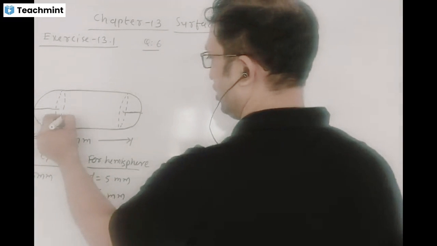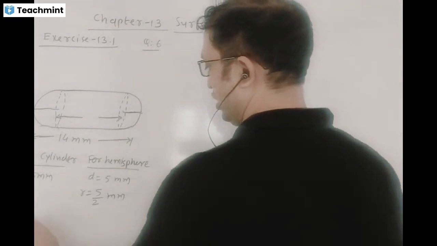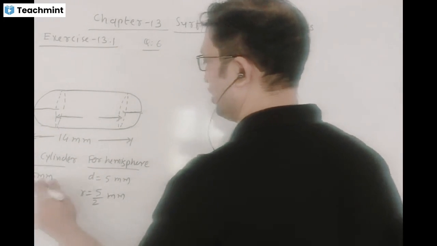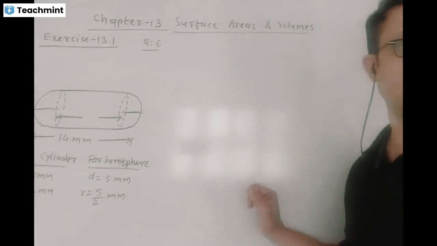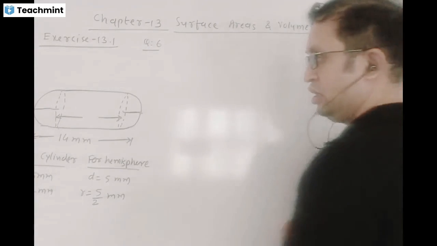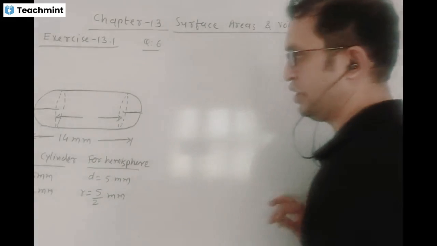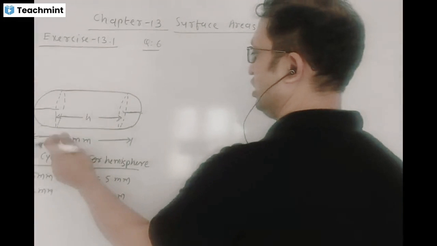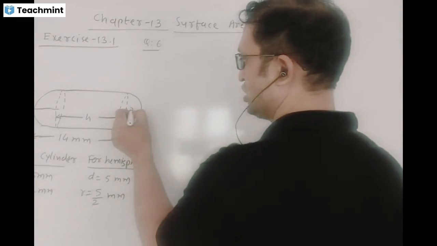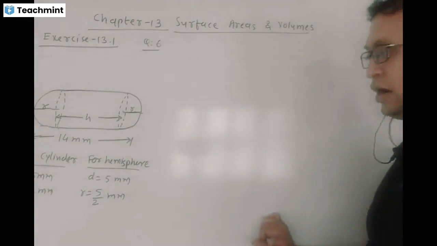Then find the height of the cylinder. Here also r is equal to 5 by 2 millimeter. Diameter is 5 millimeter, therefore radius is 5 by 2 millimeter. Okay. What is the length of the cylinder? That means height of the cylinder, that is equal to h. 2.5 means 5 by 2, that is r, and that is another r. r plus r, that is 2r.